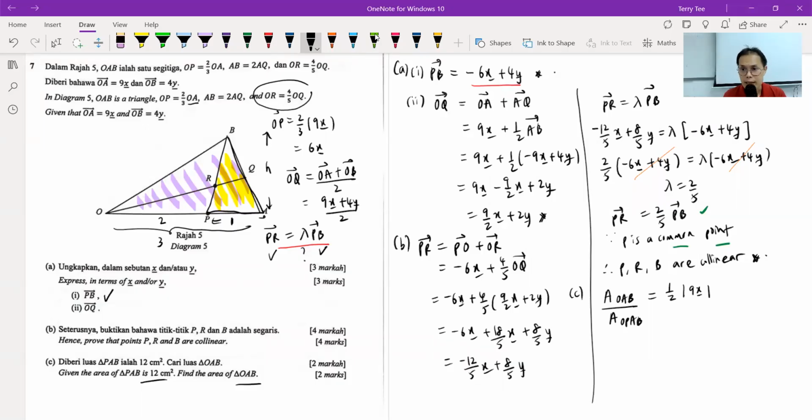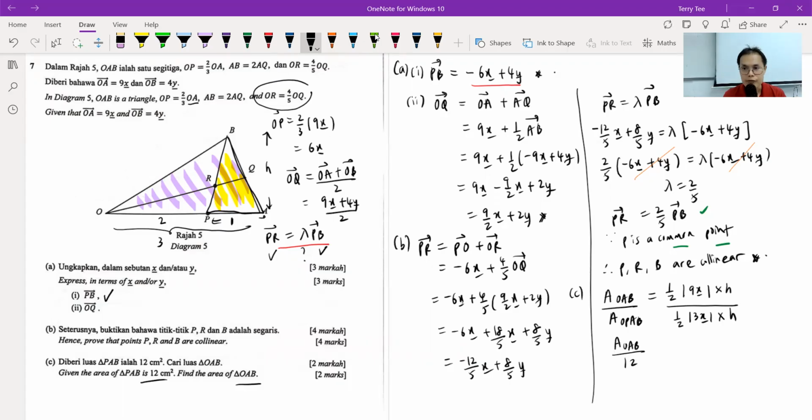We need to put a modulus there. Now the height, I don't know what it is. I'm going to call it H. Whereas PAB is smaller. This is only 1. The ratio is 1. So this is 3x. All right. So this is H. So OAB, we don't know.